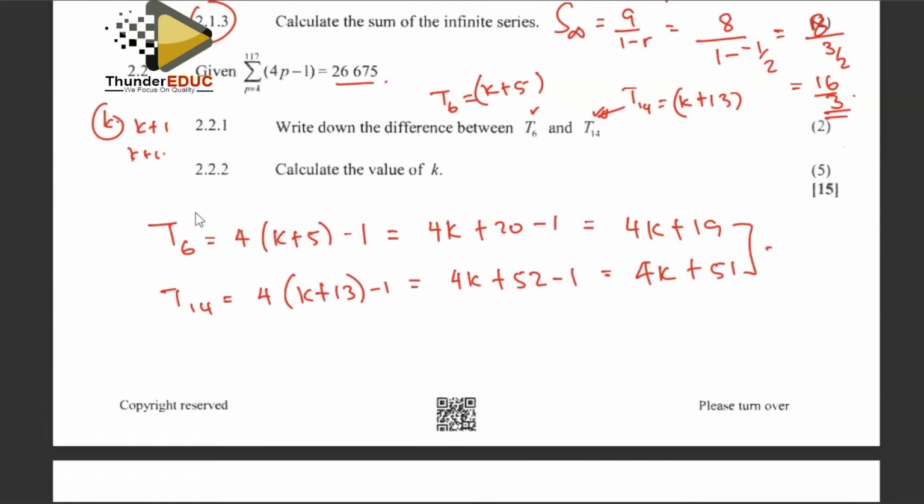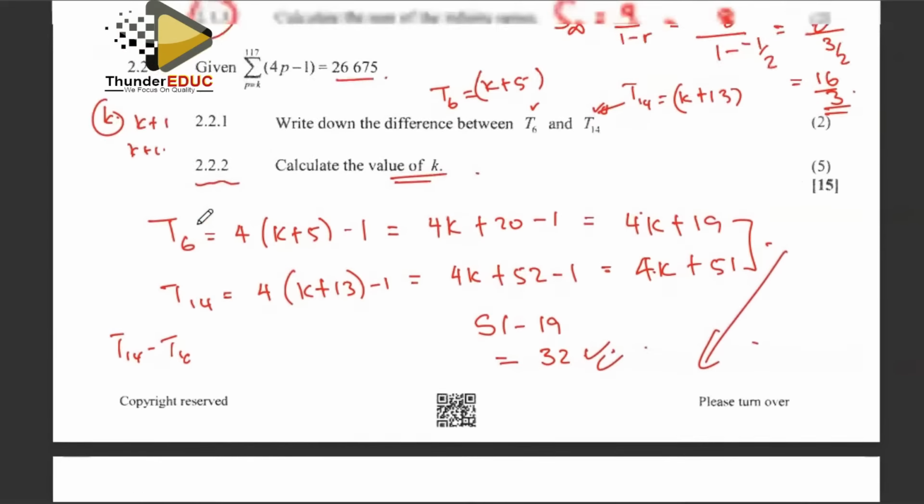And then let's subtract this. Remember, it's T14 minus T6. So 4k cancels 4k. What is 51 minus 19? This gives me a funny answer, which is 32. So the difference is 32. I know for sure somebody might have had a shorter way of doing it, but this is how I would have interpreted the question. All right, then 2.2.2, calculate the value of k.